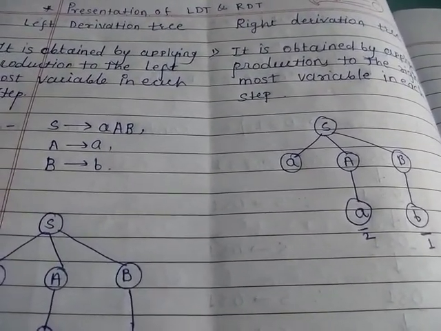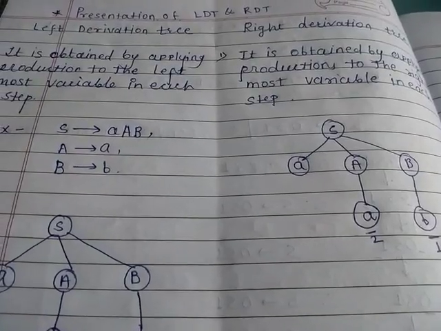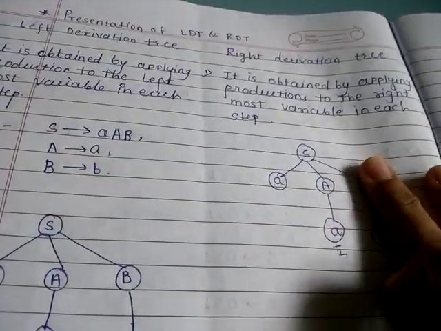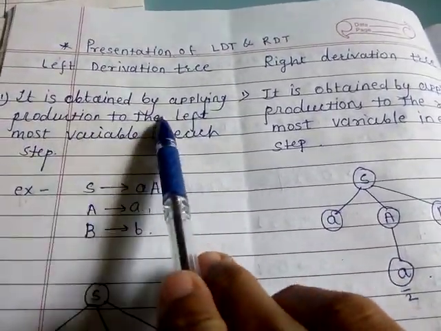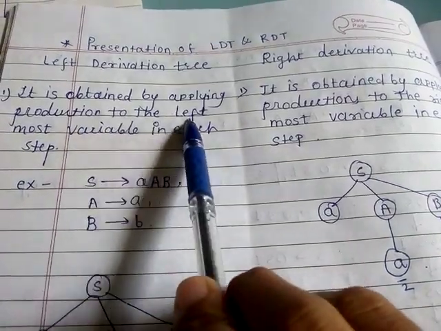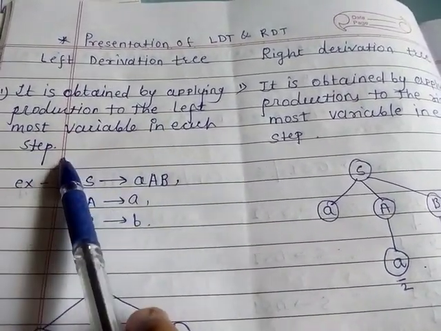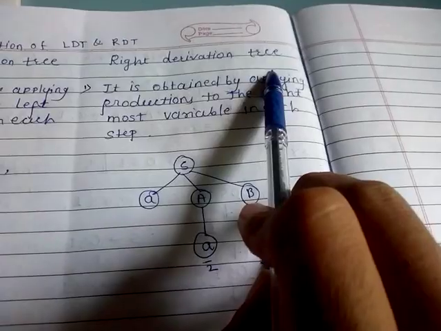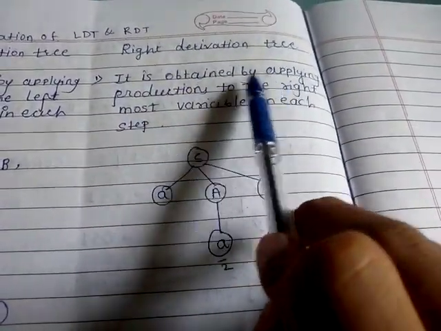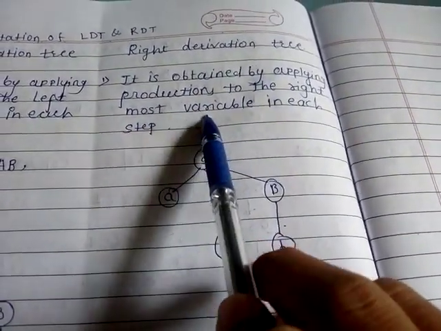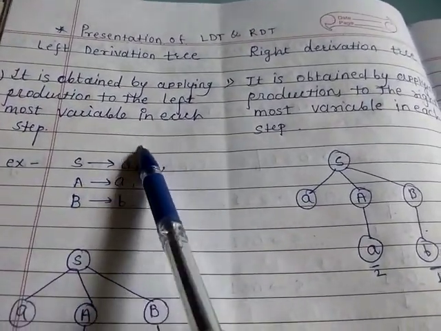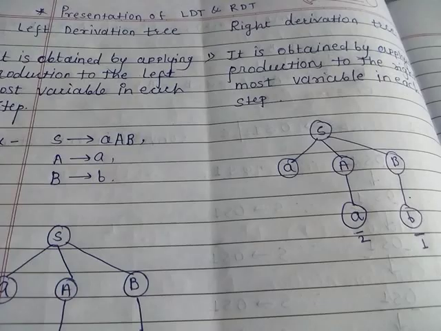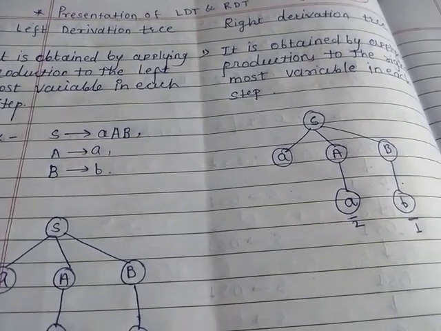Today I am going to teach you the presentation of a left derivation tree and a right derivation tree. The left derivation tree is obtained by applying the production rule to the leftmost variable in each step. And the right derivation tree is obtained by applying productions to the rightmost variable in each step. By using this example, we will easily understand the concept of the left derivation tree and right derivation tree.